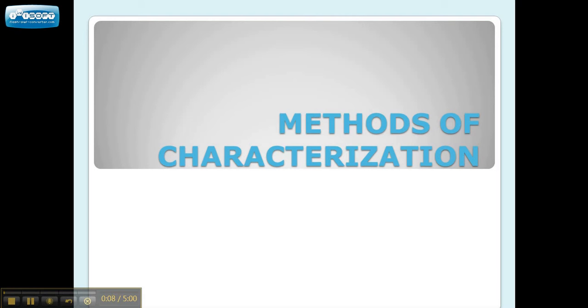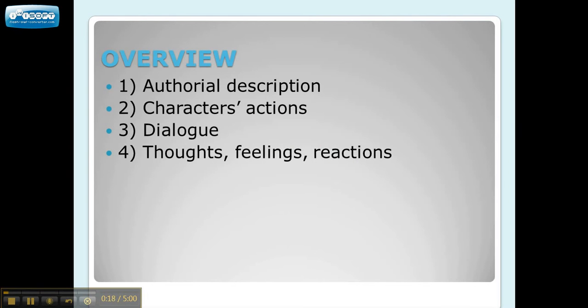Today we're going to take a look at methods of characterization. Characterization is just the way that we learn about characters. We're really looking at how we find out who characters in a story really are as people. There are a few aspects that we're going to look at today: authorial description, characters' actions, dialogue, and thoughts, feelings, and reactions.